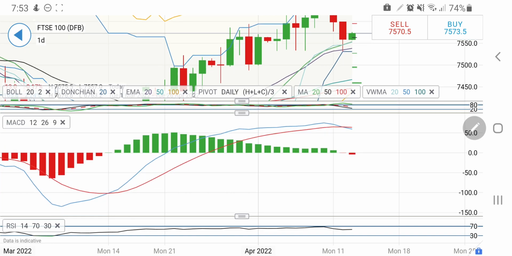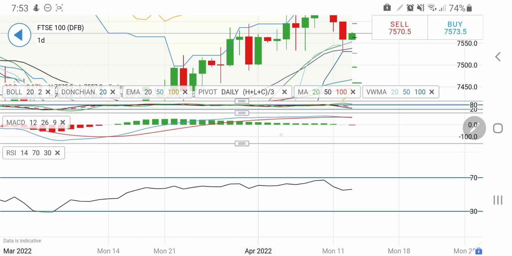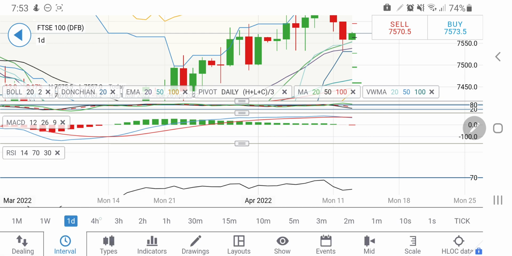7610 levels. Daily stochastic is, see, MACD has just crossed over into the sell side, so probably we may see a little red candle. However, we have to see how it behaves today. RSI not showing any signs.